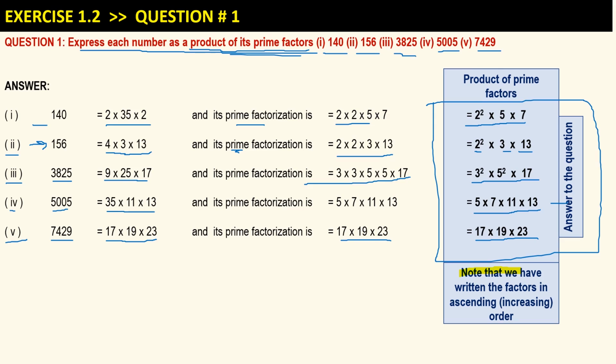But you also note that we have written all these factors in the ascending or increasing order, because that's what the convention is. So if you see here, 17 is less than 19, which is less than 23. So there is an increasing or ascending order. And let's take this third part. 3 is smaller than 5, which is smaller than 17. So again, this has been written in the ascending order. So this is what we should always write. We should follow the convention that the factors are to be written in the increasing order.